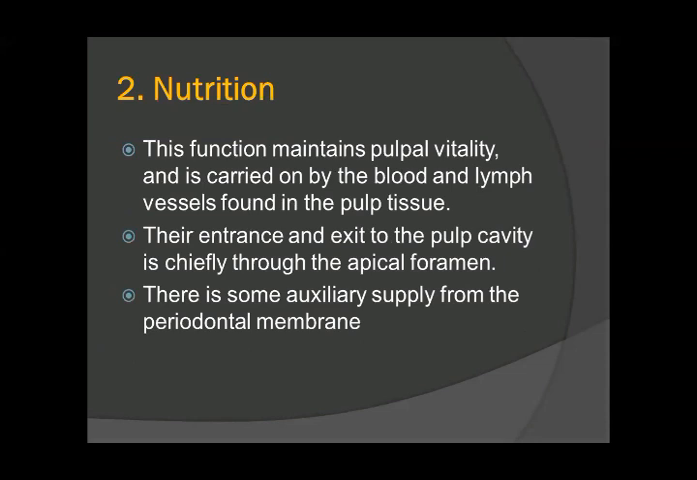Second is the nutrition. This function maintains pulpal vitality and is carried on by blood and lymph vessels found in the pulp tissue. Their entrance and access to the pulp cavity is chiefly through the apical foramen. There is some auxiliary supply from the periodontal membrane.